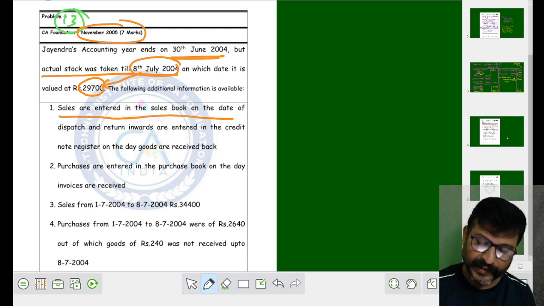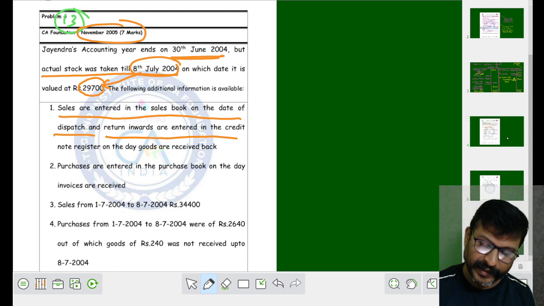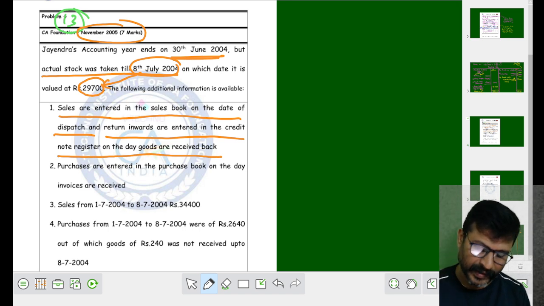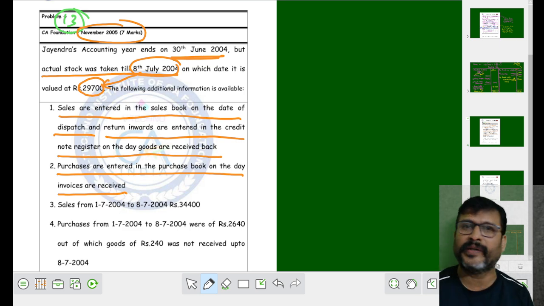Sales are entered in the sales book on the date of dispatch. Return inward entered in the credit register as and when the goods are received back. It is just a dummy sentence. Purchases are entered in the purchase day book as and when the invoices are received. This is the information given to you, my dear students.